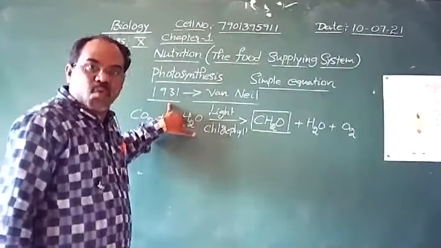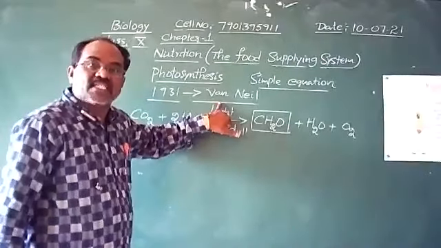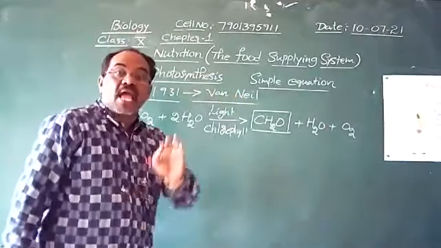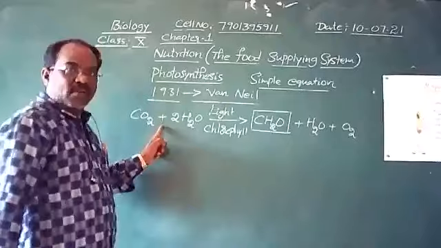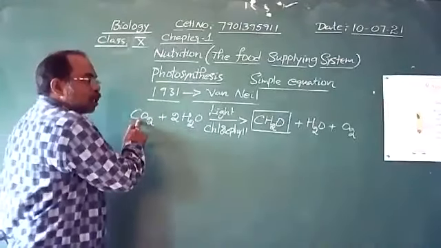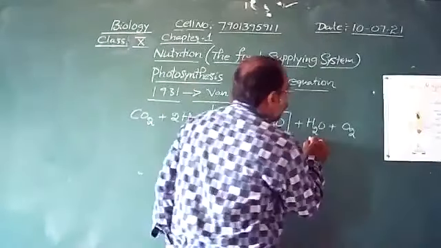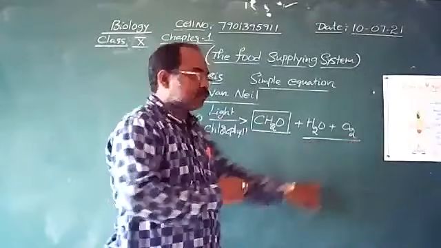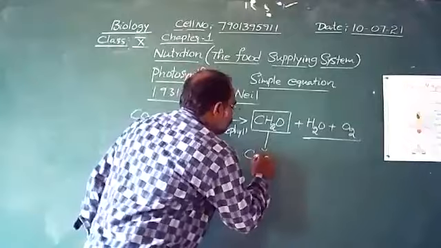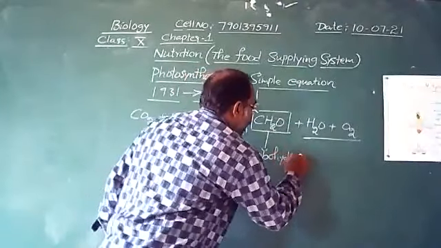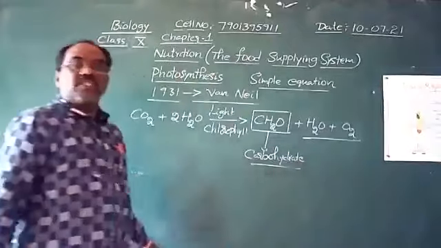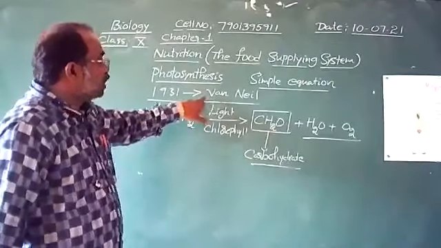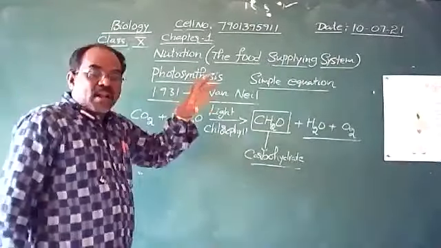In the year 1931, Van Niel was one of the greatest biological scientists. He conducted an experiment on the photosynthesis process and proposed a simple equation by using one molecule of carbon dioxide, and they can liberate one molecule of water and one molecule of oxygen is released, and carbohydrate is formed. This is the simple equation of photosynthesis. This equation was proposed by Van Niel in the year 1931.